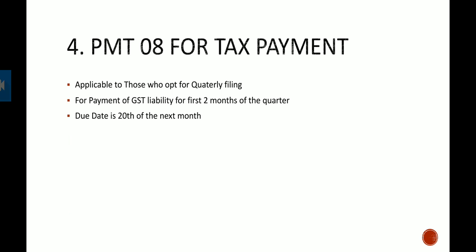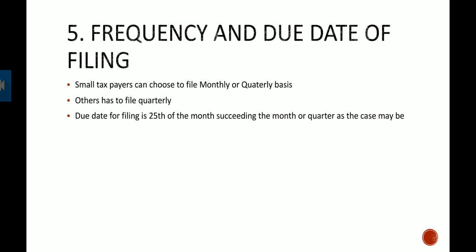Another form or challan is there, named PMT 08. This is for making the tax payment. This is applicable only to taxpayers who opt for quarterly filing. Here taxpayers have the option to choose quarterly filing or monthly filing. This option is only for small taxpayers. Other than small taxpayers have to file monthly.